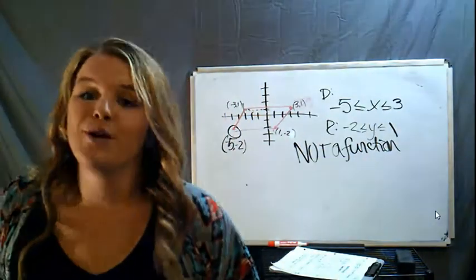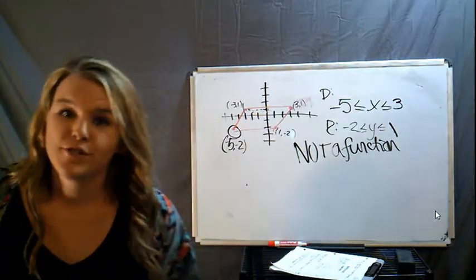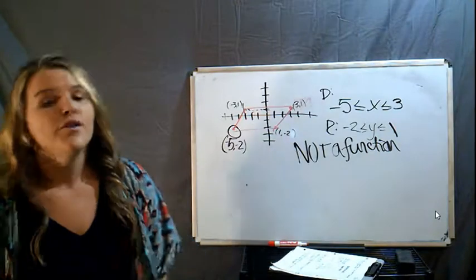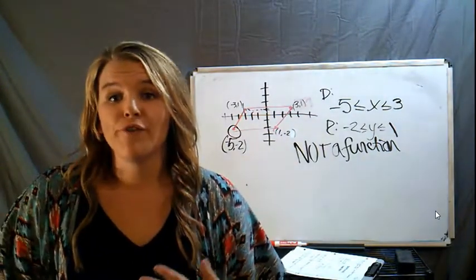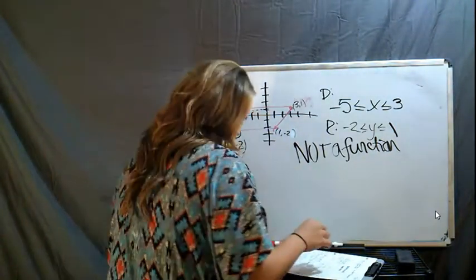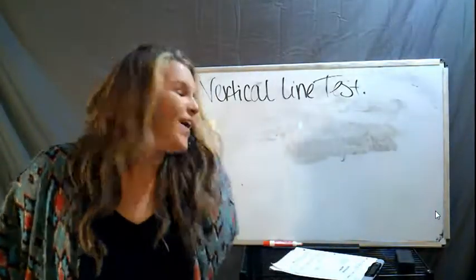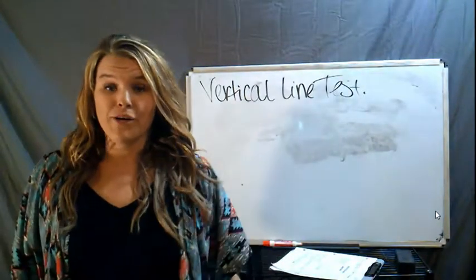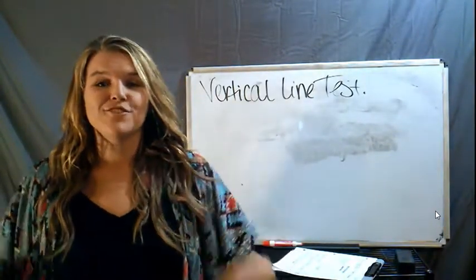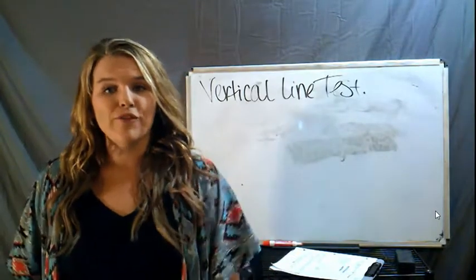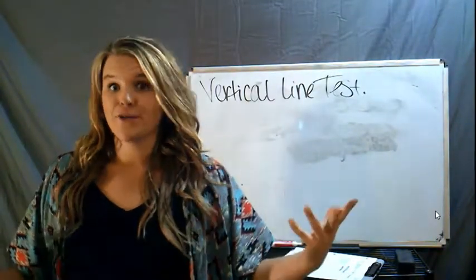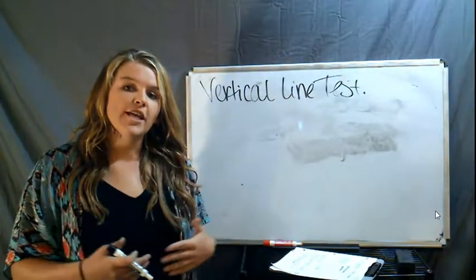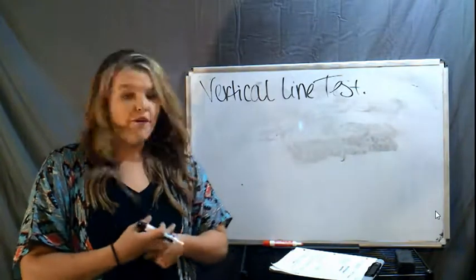And I'm going to give you a very easy way to understand why it's not a function, and a very easy way to determine whether graphs are functions or not. It's called the vertical line test. A vertical line test allows us to visually see whether or not a graph is a function or not. And how does that work? Well, when you think about it, a vertical line on a graph has the same x value for every y value.